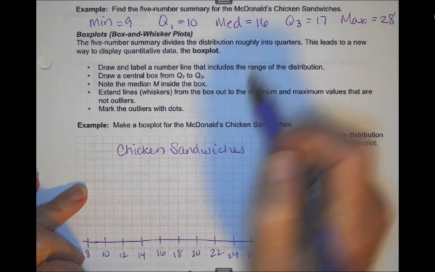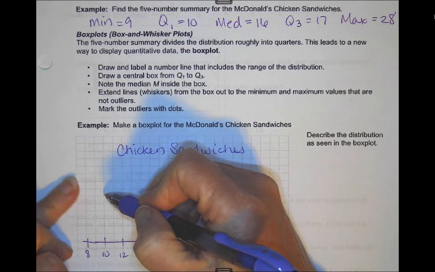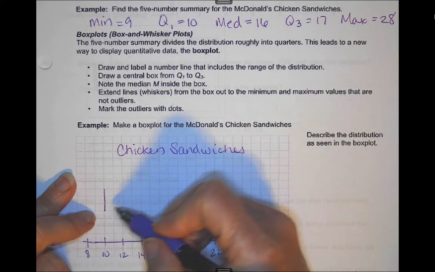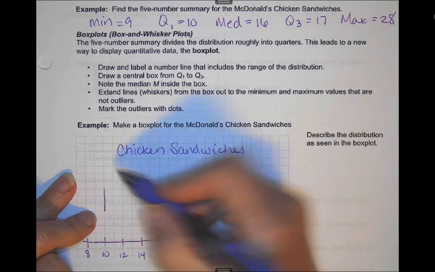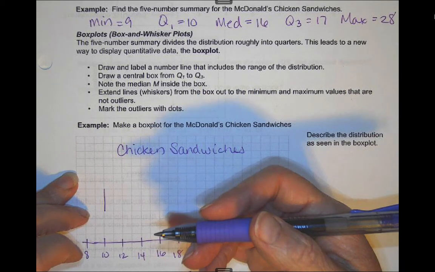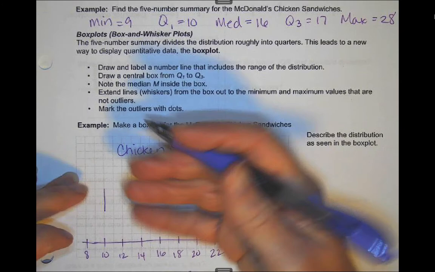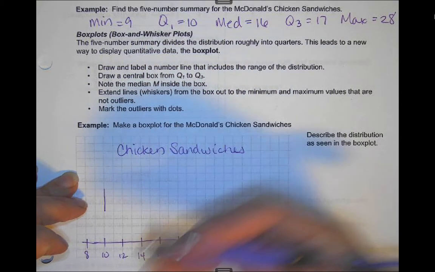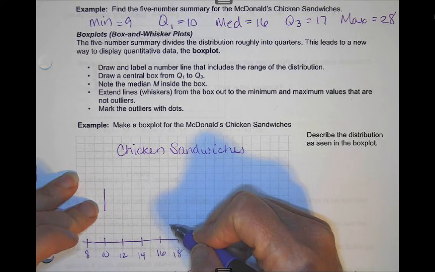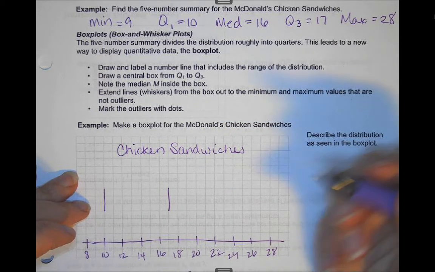But to make my box, I'm going to start with Q1 and Q3. So Q1 is at 10. It doesn't really matter how tall you make your box. If you wanted to make it really tiny, go for it. If you wanted to make it bigger, go for it. In this particular graph, I'm only drawing 1, so I can use as much space as I want. If I was drawing 2, maybe I would only use 2 squares for the height, just to stay consistent, as we've talked about before. Q3 is at 17. So there's my start of my box.